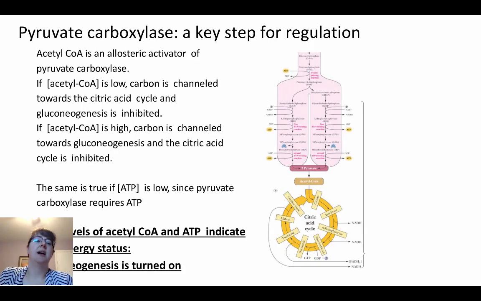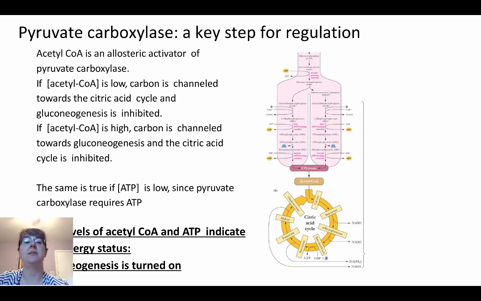Pyruvate carboxylase is going to be a key step for regulation. So acetyl-CoA is an allosteric activator of pyruvate carboxylase. What this picture is trying to show you is we were talking before about glycolysis, and at the end of glycolysis we have pyruvate. If we've got oxygen, that pyruvate is going to continue on to acetyl-CoA, which can then enter the citric acid cycle. So if acetyl-CoA is low, then that's actually going to continue on into the citric acid cycle. The citric acid cycle has a lot of different intermediates that are used for a variety of other things in the cell.